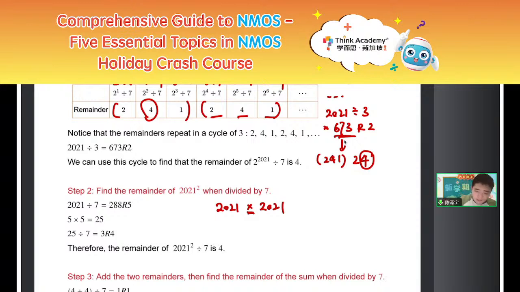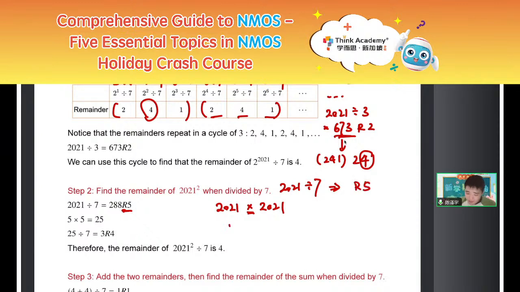We start with what is 2021 divided by 7? What is the remainder of this? So what is the remainder of 2021 divided by 7? Oh, I just realized that it's on the book. Yes, it's the multiplication rule. All right. So it will have a remainder 5.